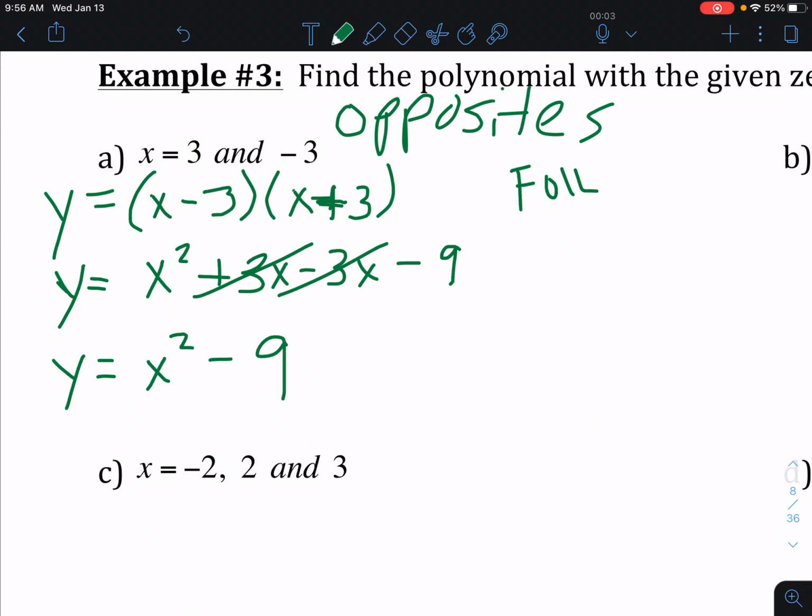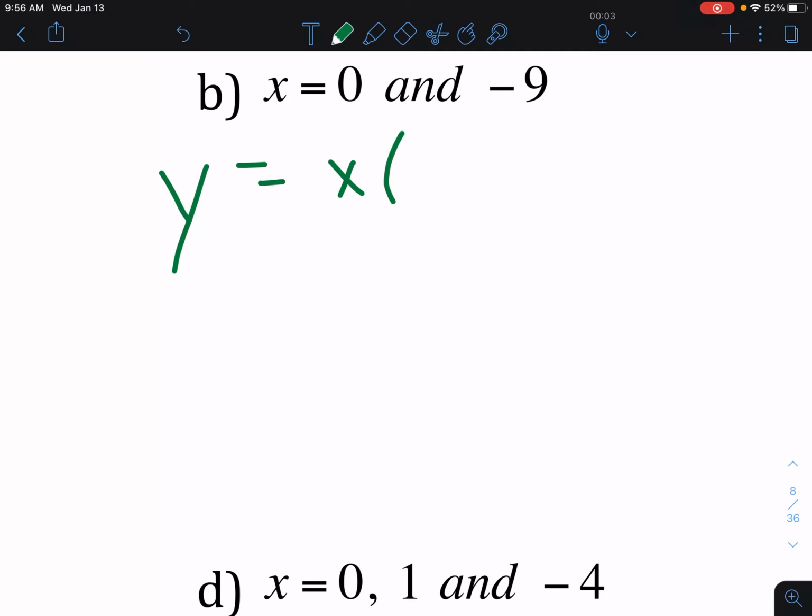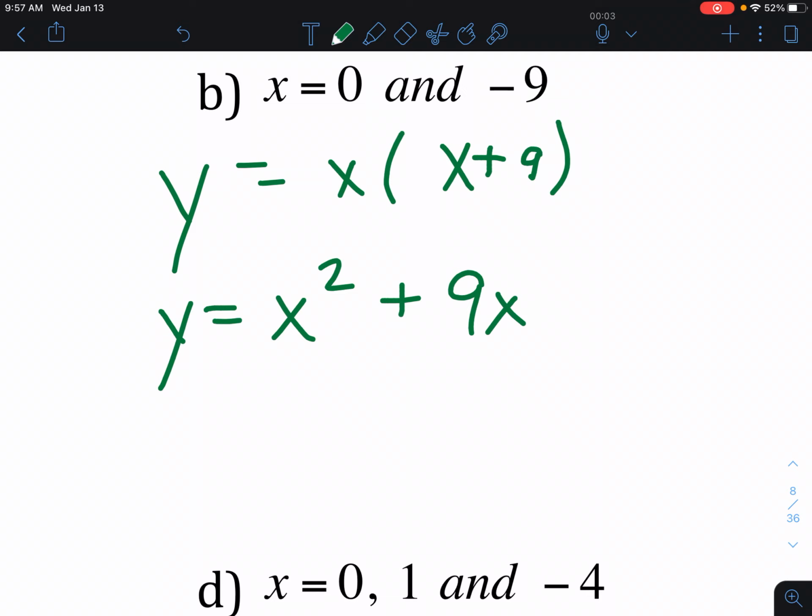Okay, let's try another one. This one's actually easier. So start with your y equals. When you have a 0, that's just going to be an x outside of parentheses, just like a GCF of x that we were doing earlier. And then the -9 will be, remember it's opposite, x plus 9. And now we're going to distribute the x, so x times x, and x times plus 9. And there's no like terms, so this guy is done.